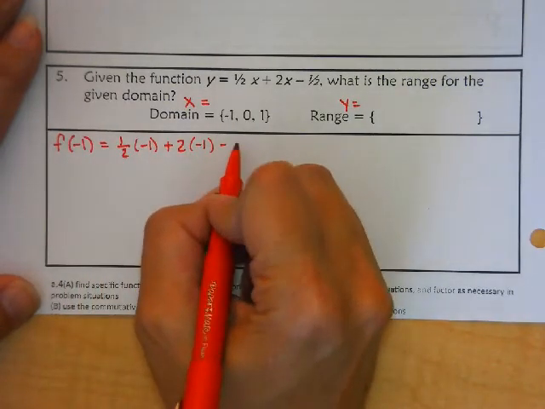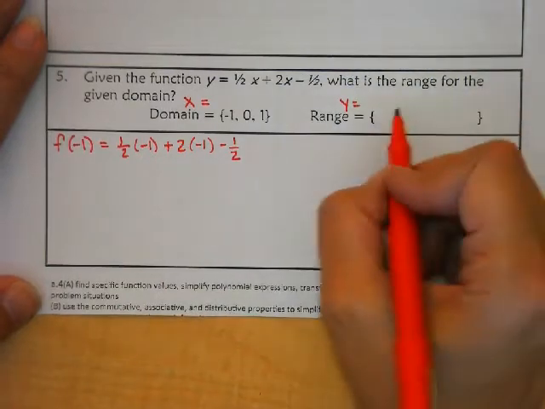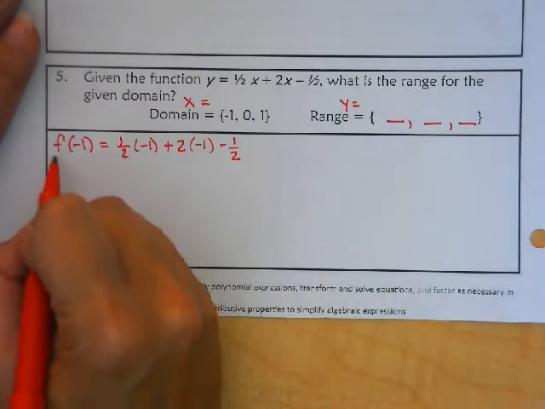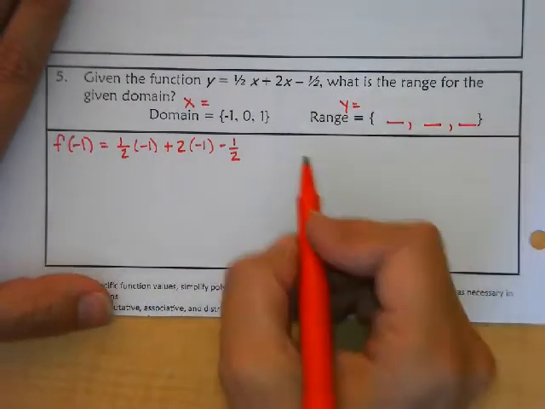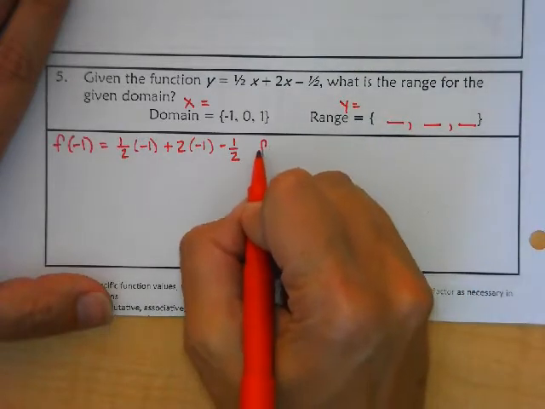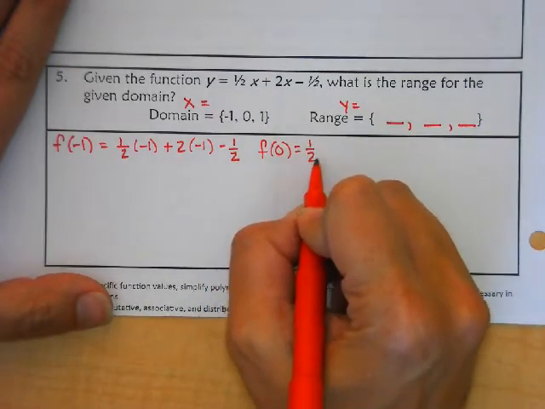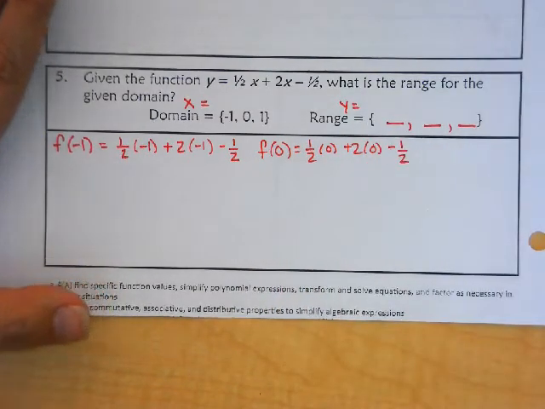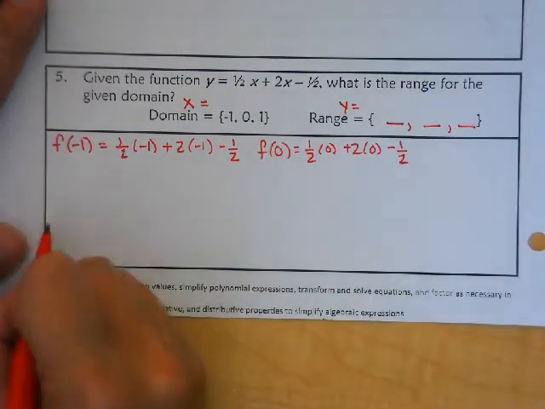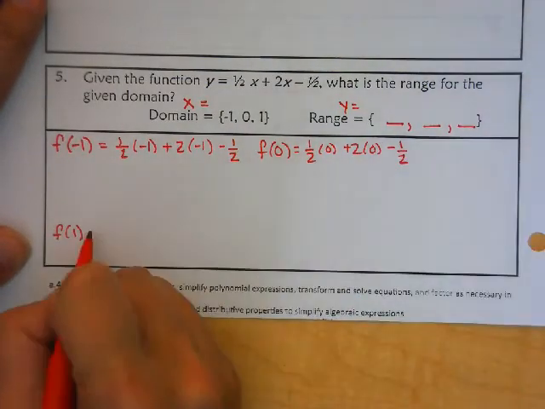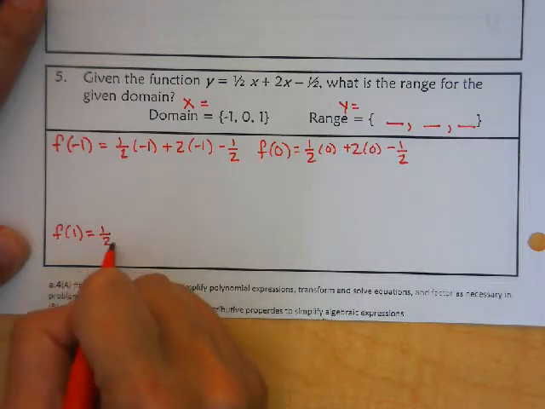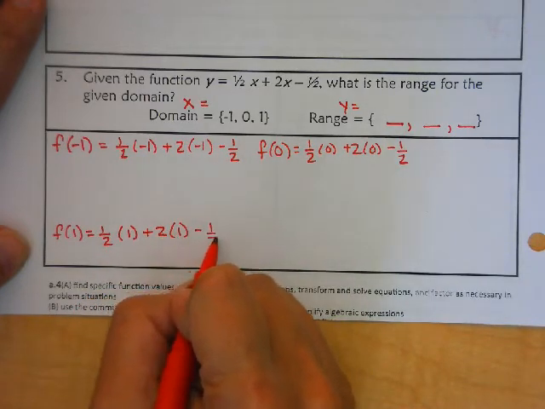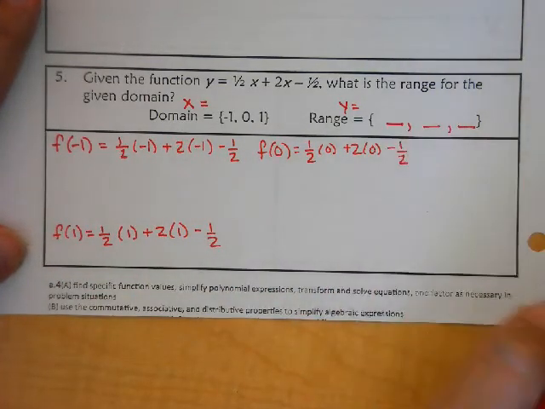If I have 3 domains, how many ranges do I normally have, you think? 3. So you are going to solve this, and you will write your answer here. What if x is 0? So if I have f of 0, now I have half of 0 plus 2 times 0 minus a half. See what you get. If I have 1, I have f of 1. I ran out of room down there, so if you write smaller than me, it'll fit all the way across. F of 1, so 1/2 times 1 plus 2 times 1 minus 1/2. So you need to simplify those and you need to write your ranges.